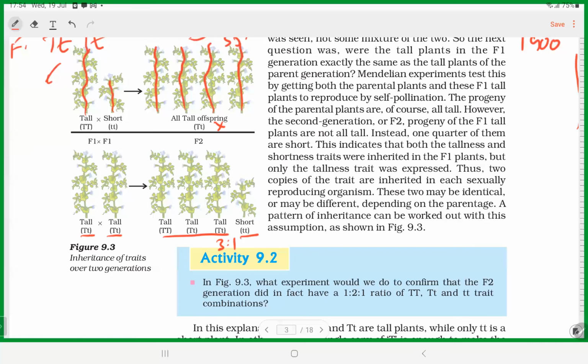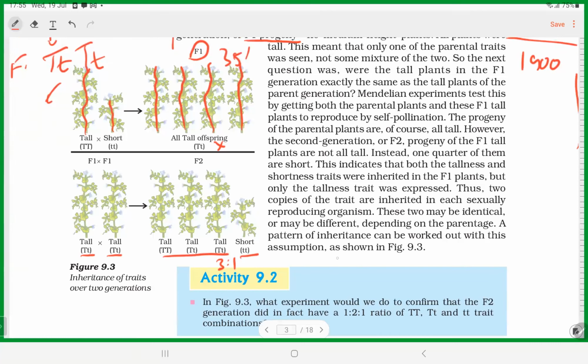Filial generation: first generation is F1, and filial 2 is the second generation. Okay, fine. So what is a dominant trait? Look at that: tall is one character, short is another trait. Trait means character. What is there in the F1 generation? What do we see, tall or dwarf? Tall. If two characters are there, the one which appears in the F1 generation is dominant. Similarly, the one which appears only in the second generation is recessive.